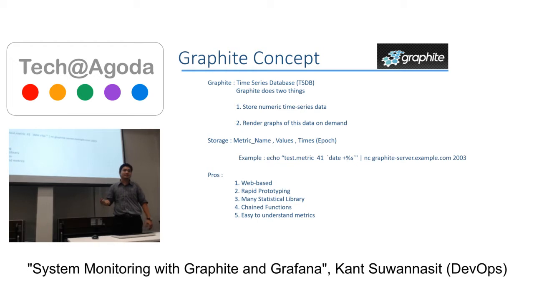The good thing is it's web-based. It can auto-generate the prototype easily. It can calculate between time series that we keep, and it can be a chain function. If we calculate A to B, we can call it C and calculate further from that. And it has only a metric name. It's easy to understand. Not only the IT guy can understand what it means, a business person can come and see, oh, I understand this one.